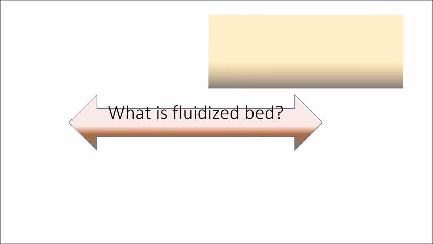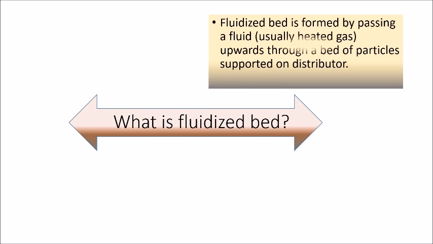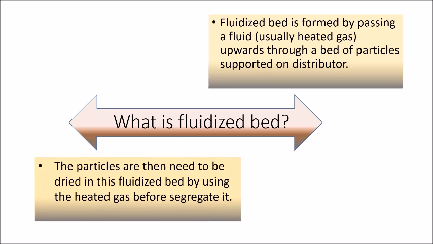Fluidized bed. What is fluidized bed? Fluidized bed is formed by passing a fluid upwards through a bed of particles supported on a distributor. The particles then need to be dried in this fluidized bed by using the heated gas before segregating them.